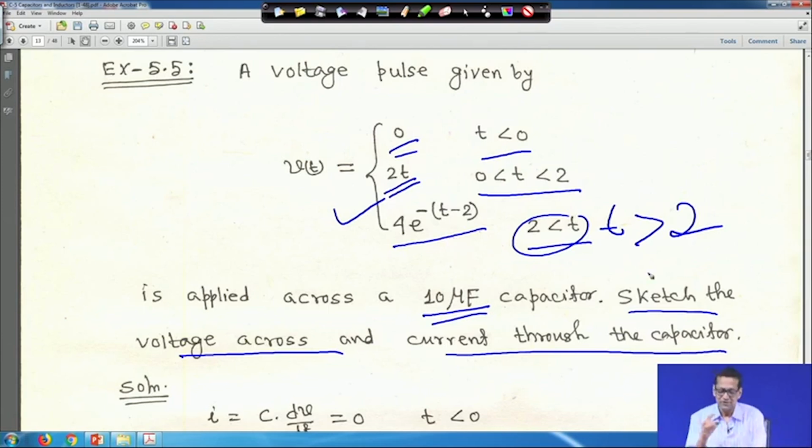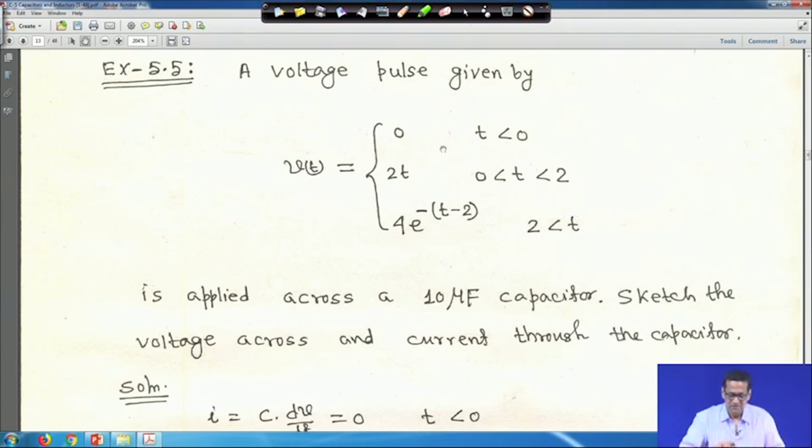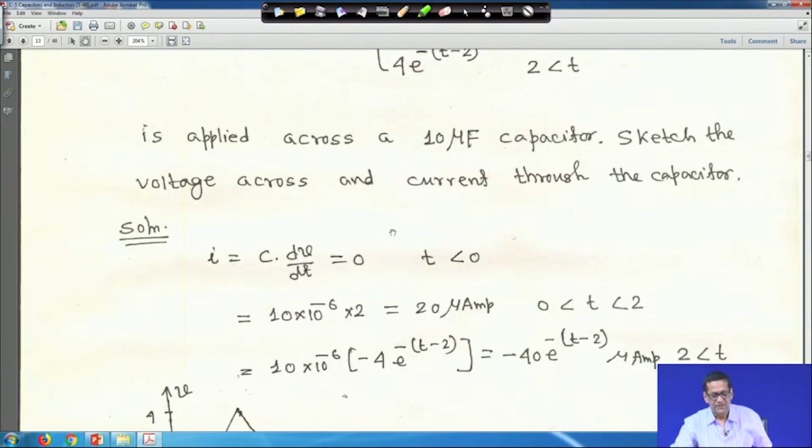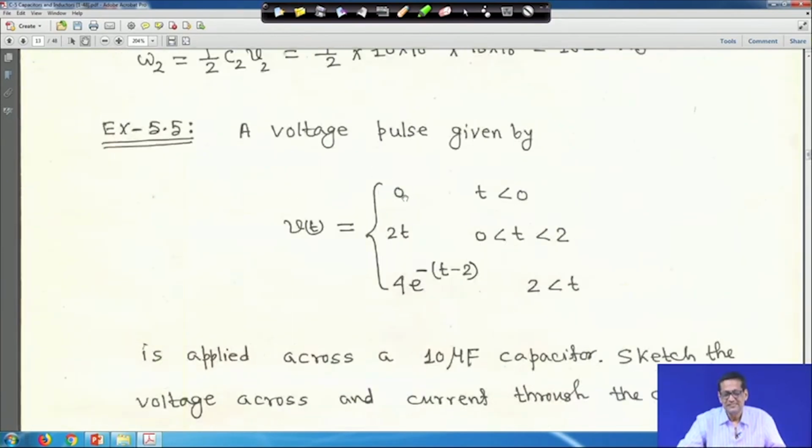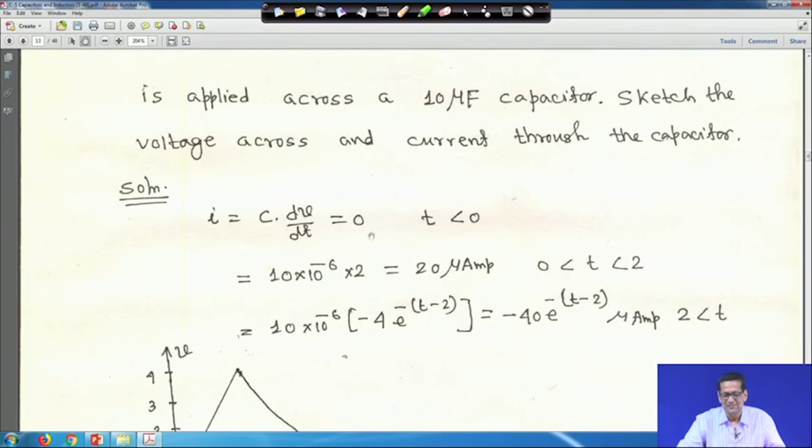Later we will see this. So first let me clear it. We know it is a 10 microfarad capacitor, the C value is given as 10 microfarad. Now I is equal to C into dV by dt. For t less than 0, V(t) is 0, that is past history, so I is equal to 0. Now next, between 0 and 2, C is 10 into 10 to the minus 6 farad.